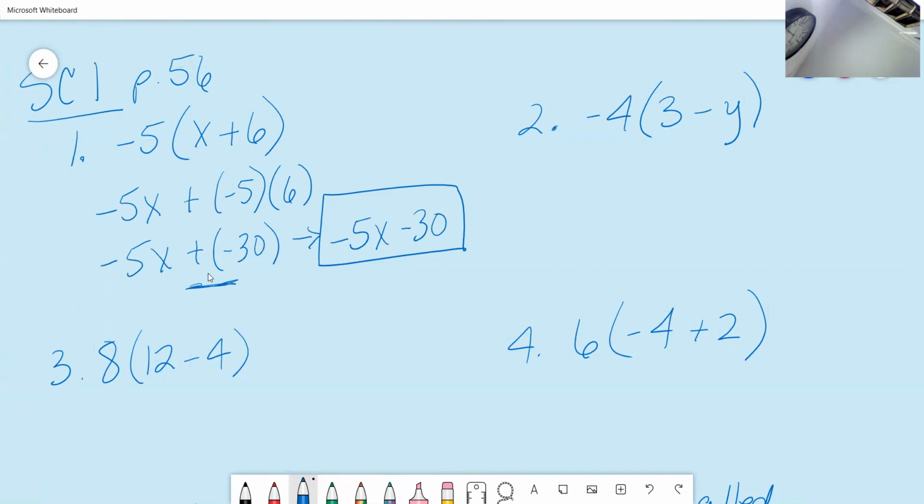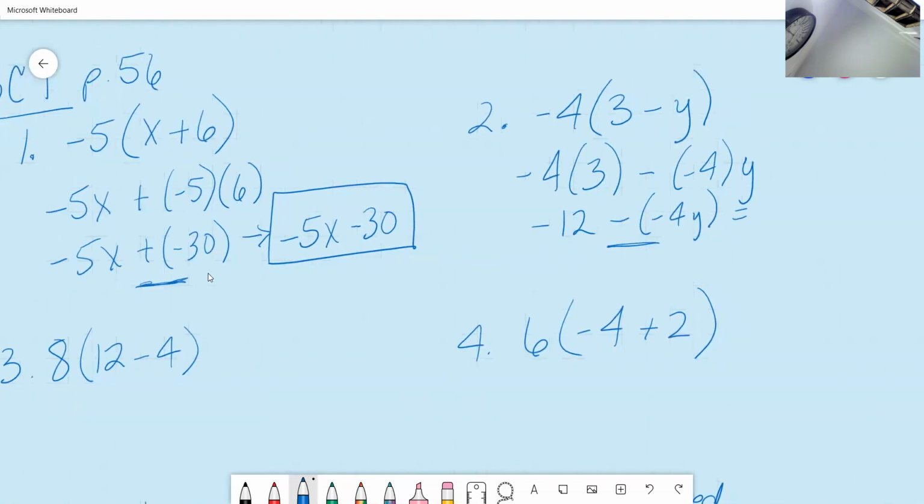Okay, so number 2, same thing. -4 times 3 minus -4 times y. So -4 times 3 is -12. And we know that -4 times y is going to be -4y, but you don't want to subtract a negative. You can go ahead and simplify that to -12 plus 4y.